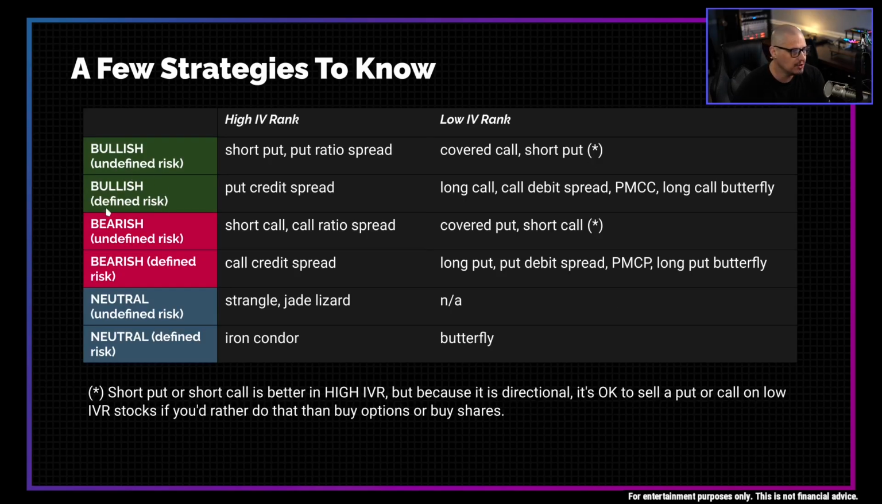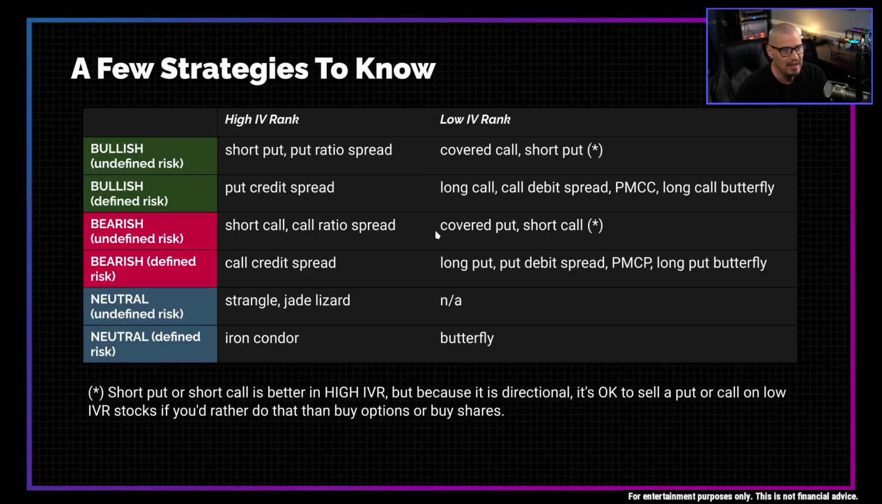Now, what about bullish defined risk that has high IV rank? So if you find something that has high IV rank, you want to be bullish in it, but you can't do undefined risk. So you can't do the short put. You can't do the short put ratio spread. What do you do? Well, the put credit spread. That's your go-to trade. Just learn to love the put credit spread.